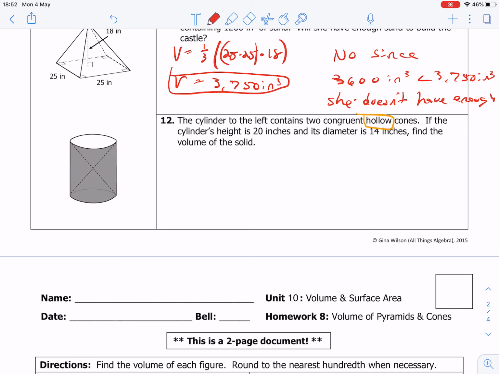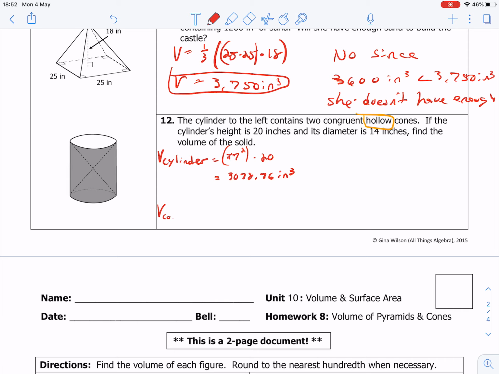So let's do it. The volume of the whole thing, the volume of the cylinder, is the area of the base times the height. The cylinder's height is 20 and its diameter is 14, so it's going to be pi 7 squared times 20. That is going to be equal to 3,078.76 inches cubed.